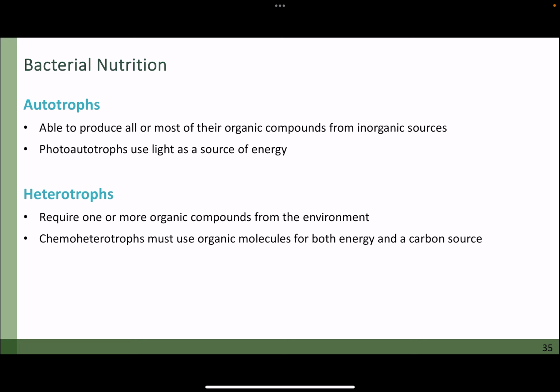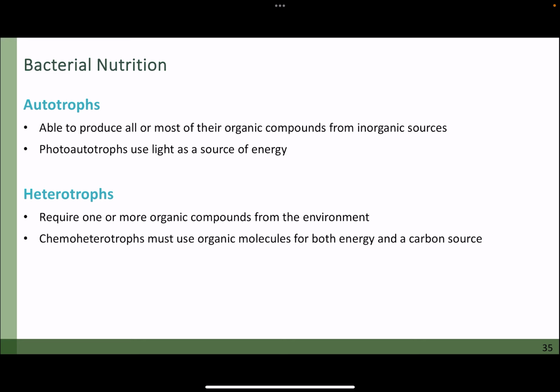Now, there are other types of autotrophs. We have organisms that can use sulfur, we have organisms that can use nitrogen, other inorganic compounds that can be converted into organic energy storage molecules. We also have heterotrophs. So these are organisms that cannot build their own organic compounds. So instead, they have to get their organic molecules from the environment. In other words, they have to consume them.